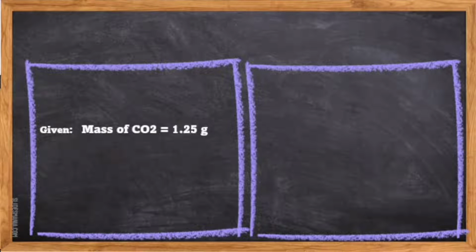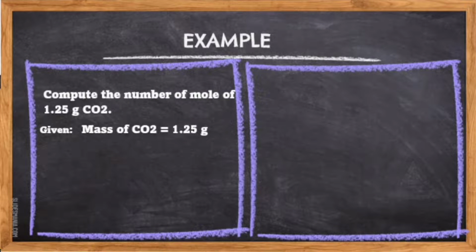What about if the given is a compound? Compute the number of mole of 1.25 grams of carbon dioxide. The given mass is 1.25 grams. Get the molar mass of carbon dioxide.